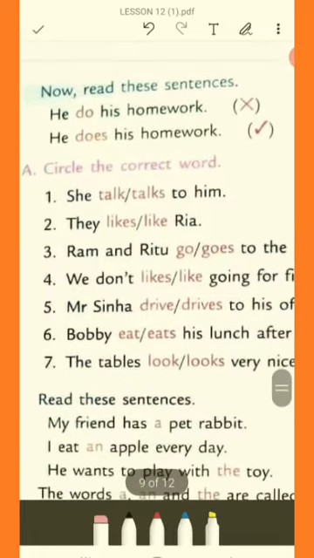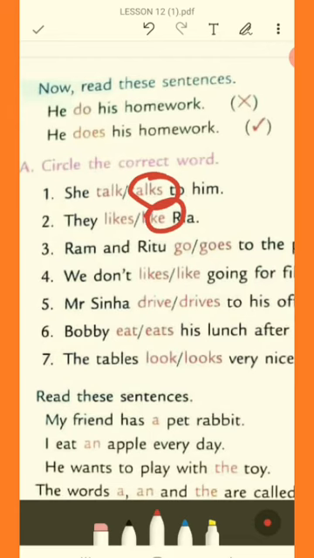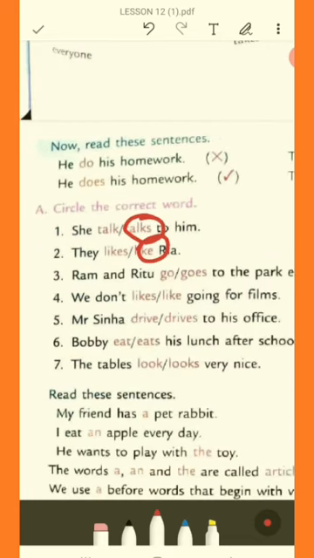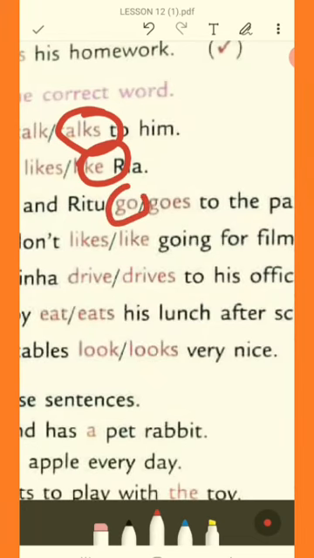You are asked to circle the correct word. She talk or talks to him. The answer will be talks, right? Next, they likes or like Riya. It will be like. Ram and Ritu go or goes to the park every day. The answer will be go.